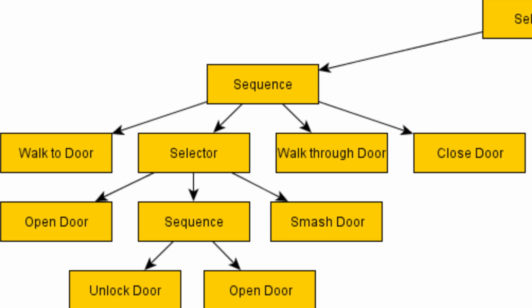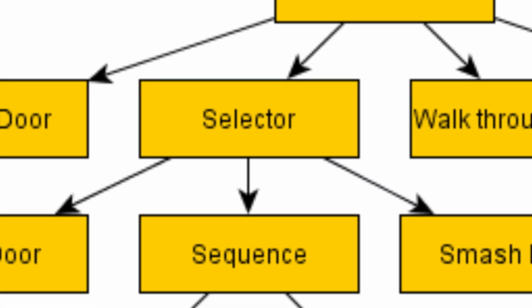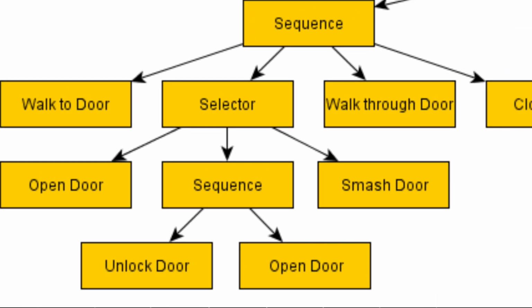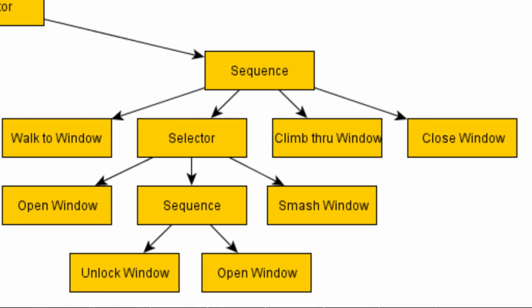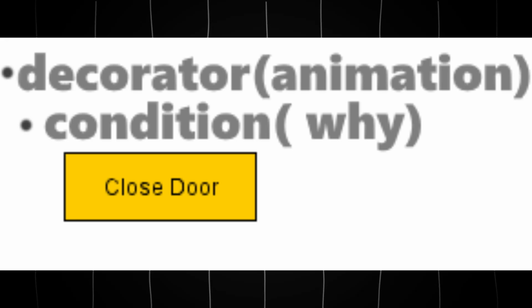As you can see, we have a selector, which decides what to do. Then we have a sequence, which does things in order. Walk to the door, then we have a selector where first the agent tries to open the door, then tries to unlock it and enter, or smash it. After the agent enters, finally it closes the door. Same with the second selector. Also, every node can have a decorator and a condition. After finishing one way, the behavior tree returns a result: success, failure or running.